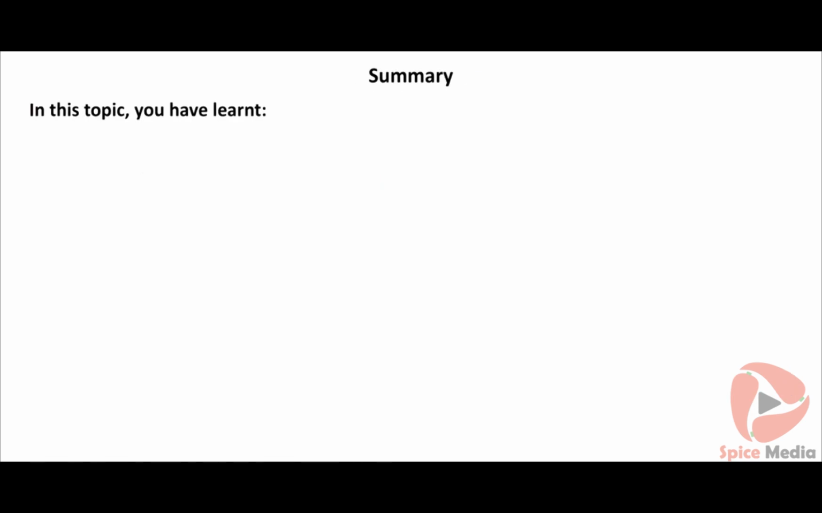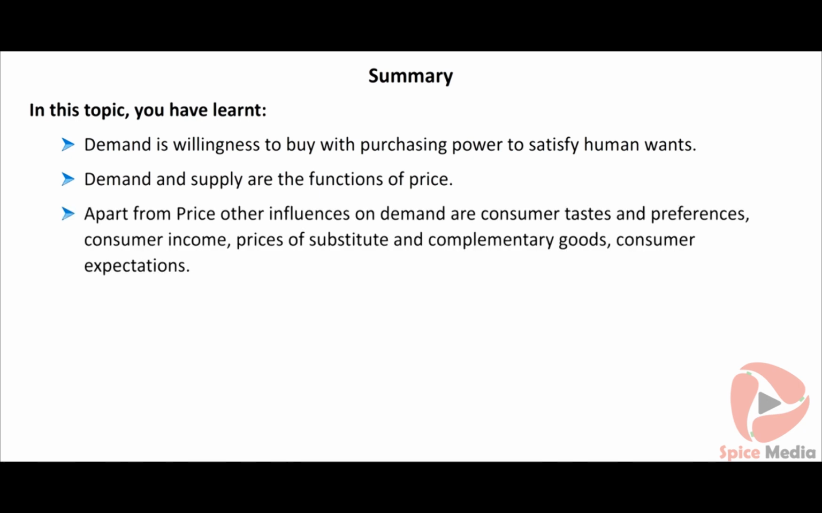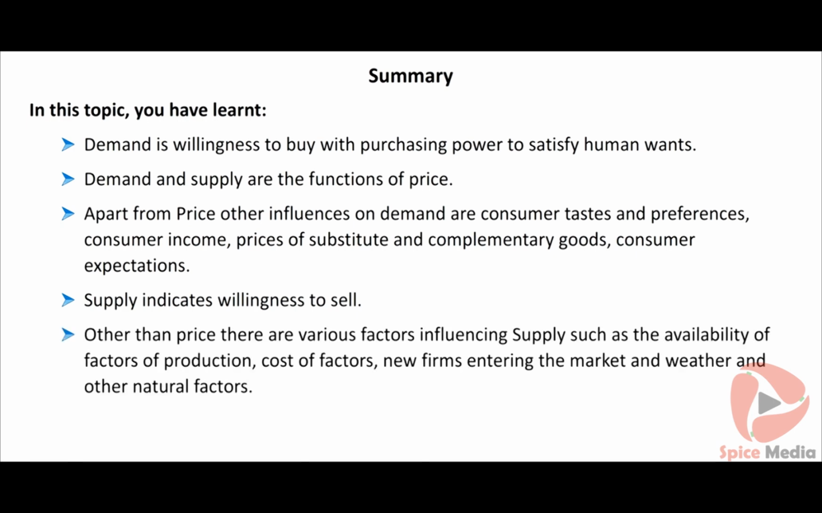In this topic, you have learned demand is willingness to buy with purchasing power to satisfy human wants. Demand and supply are the functions of price. Apart from price, other influences on demand are consumer tastes and preferences, consumer income, prices of substitute and complementary goods, consumer expectations. Supply indicates willingness to sell. Other than price, there are various factors influencing supply, such as the availability of the factors of production, cost of factors, new firms entering the market, and weather and other natural factors.